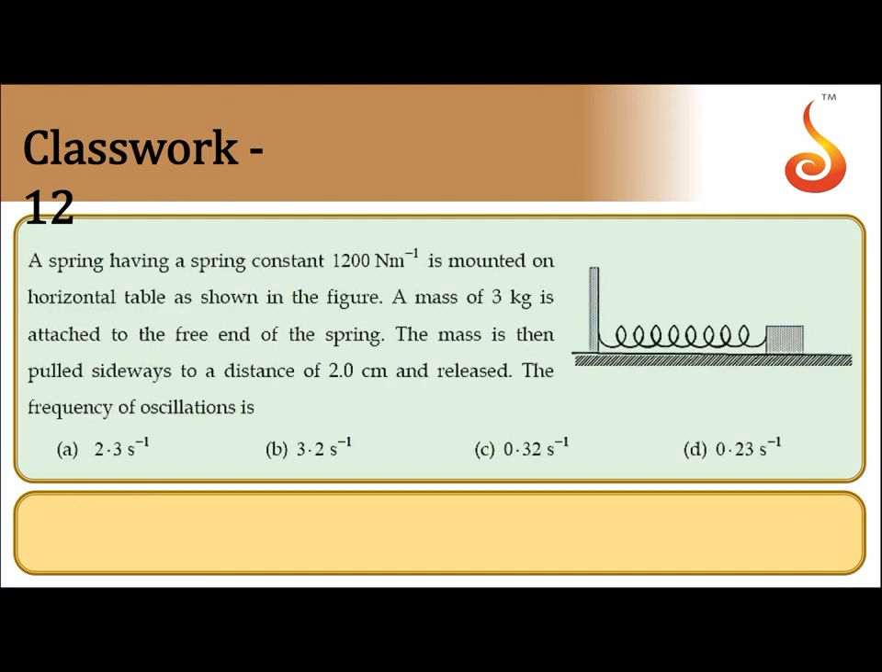A spring having a spring constant 1200 Newton per meter is mounted on horizontal table as shown in the figure. A mass of 3 kg is attached to the free end of the spring. Mass is then pulled sideways to a distance 2 cm and released. Then frequency of oscillation is. So frequency of oscillation is given by f is equal to 1 by T, so that should be equal to 1 by 2 pi root of k by m.